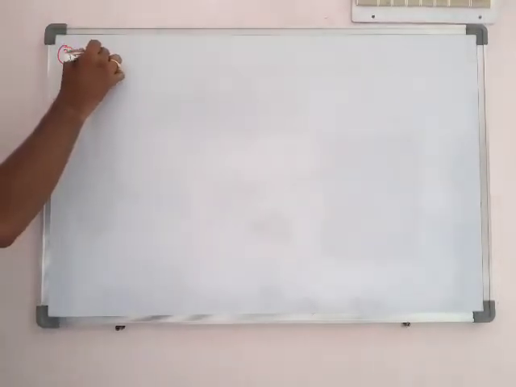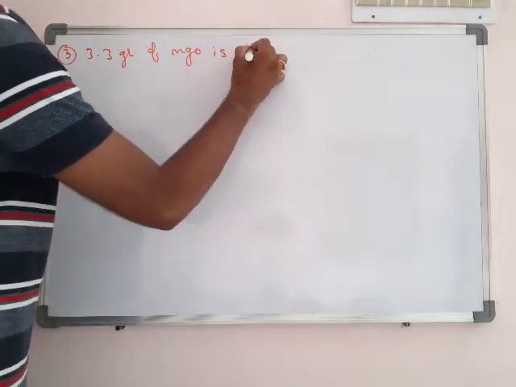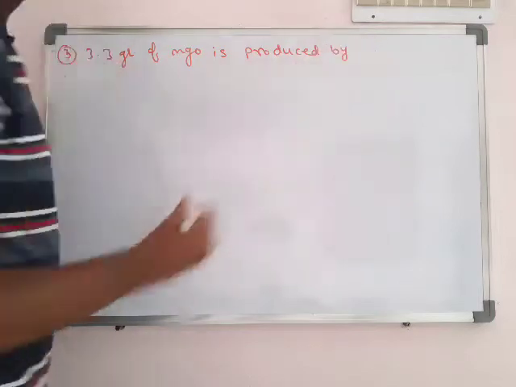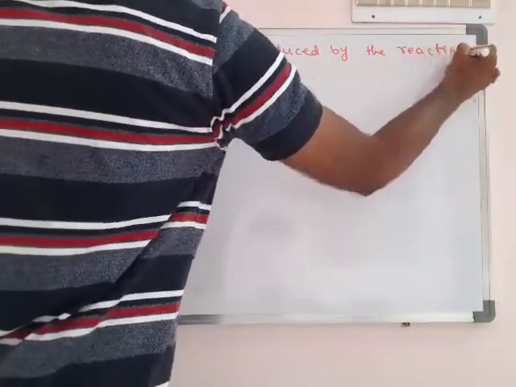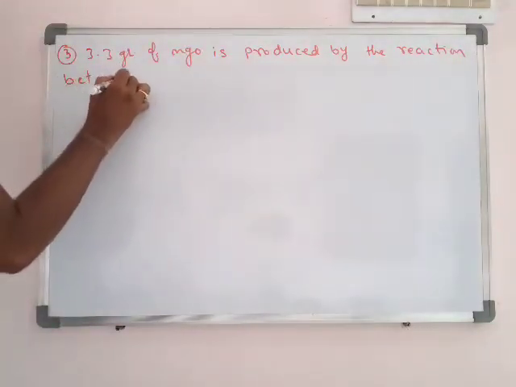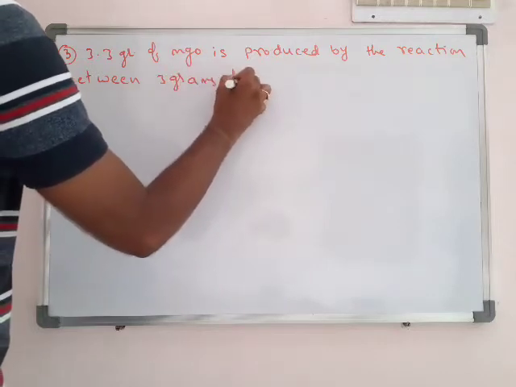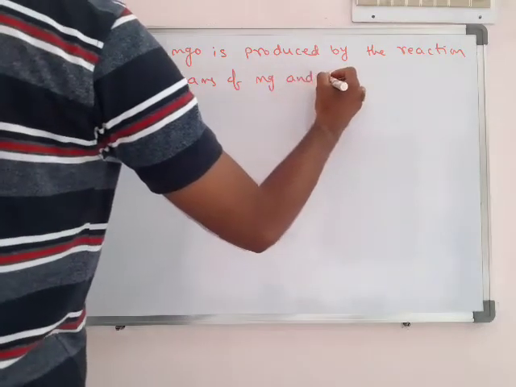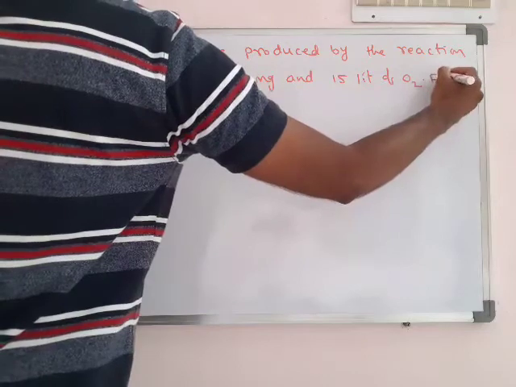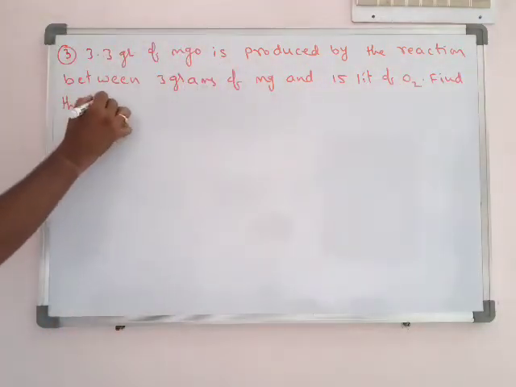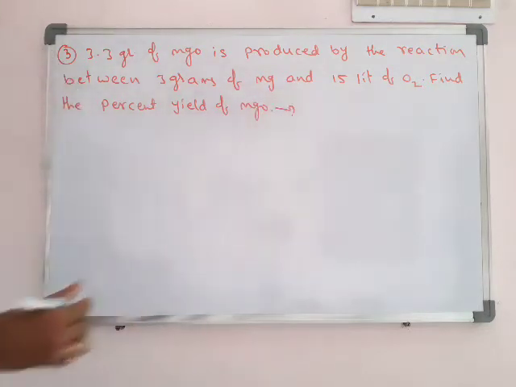Take one more. The 3.3 grams of magnesium oxide is produced by the reaction between 3 grams of magnesium and 15 liters of oxygen. Find the percent yield of MgO.